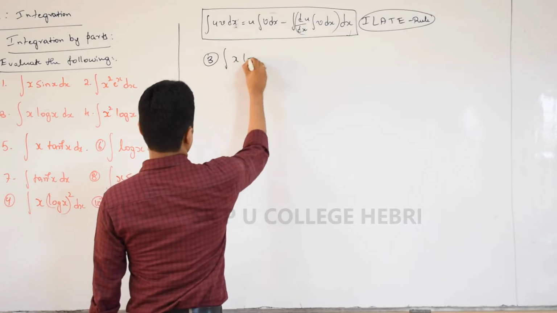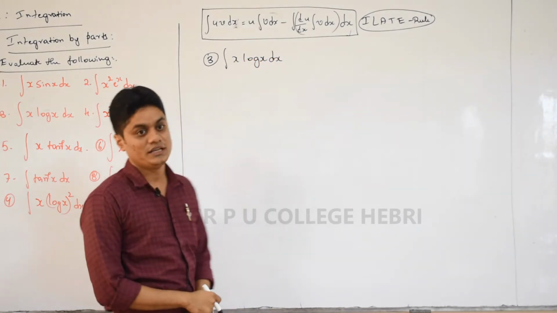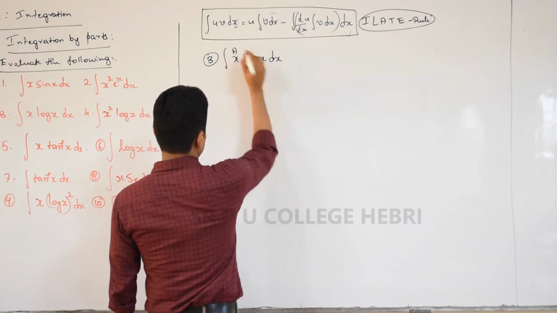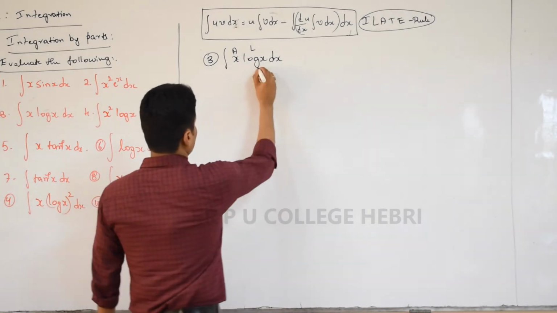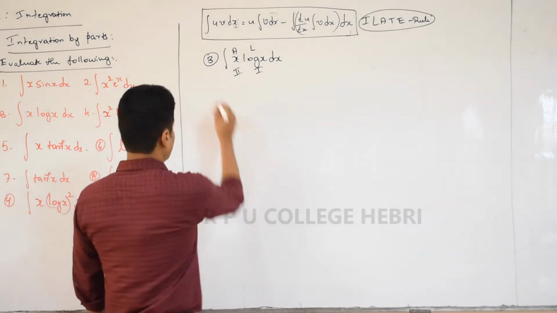Integration of x log x. Question number 3, integration of x log x. Now tell me, which is the first function? x is an algebraic function. This represents A. And L represents logarithmic. So which comes first? L comes first. So the logarithmic function is the first function. x will be the second function. So apply integration by parts.